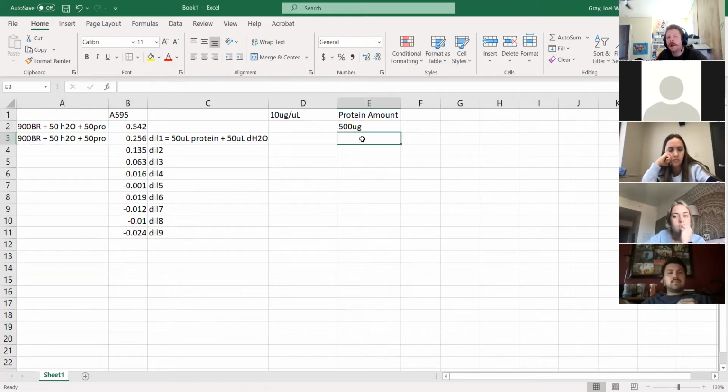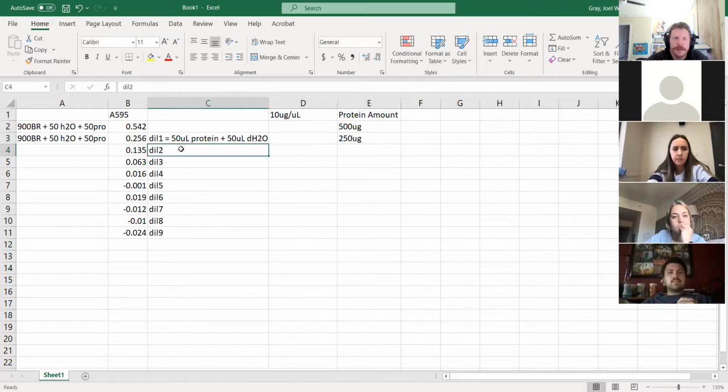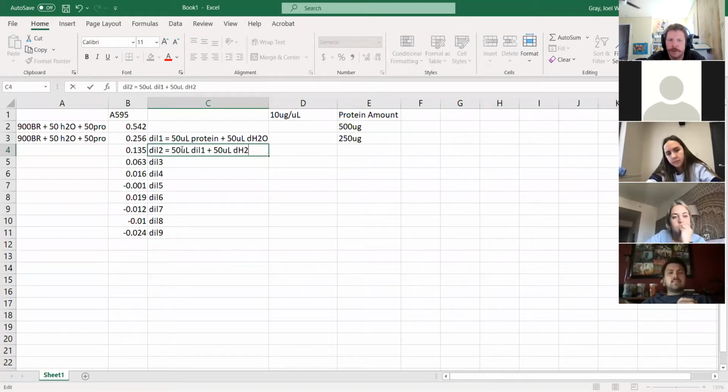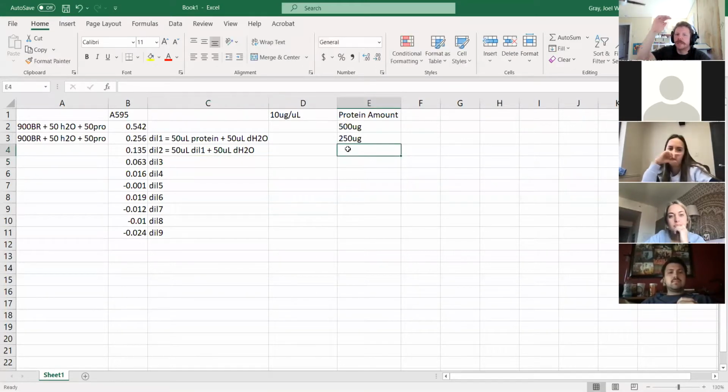So what would be my total protein amount in this sample? 250 micrograms. Does that make sense? Yes, sir. Okay, fantastic. So I continued doing this by taking, for dilution number 2, 50 microliters of, I'm going to call this dilution 1, plus 50 microliters of DH2O. So what I'm doing effectively is cutting my protein amount in half every successive time.